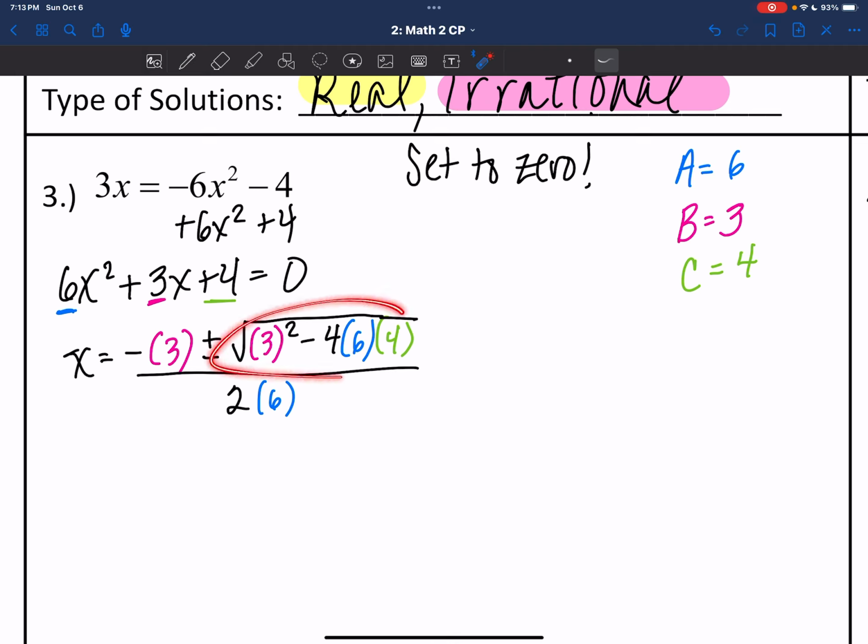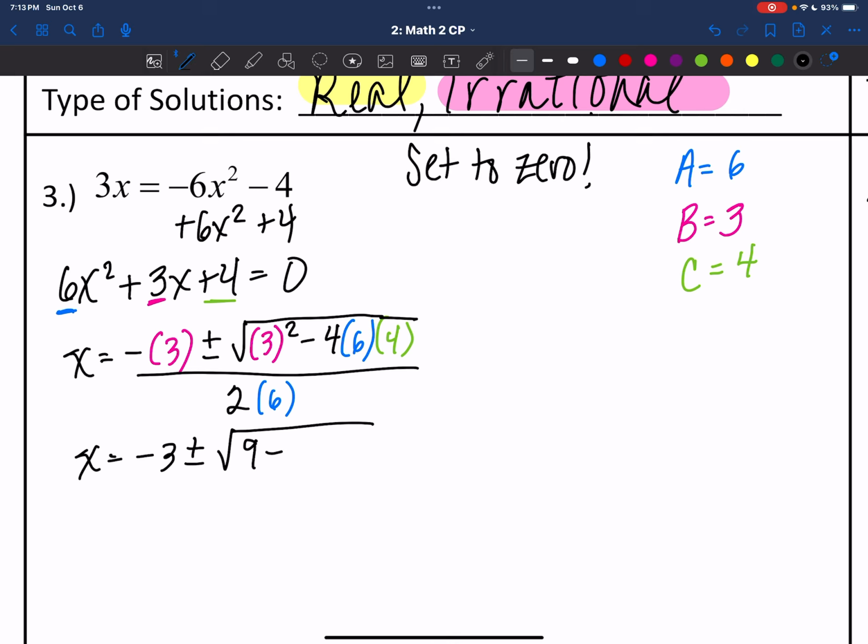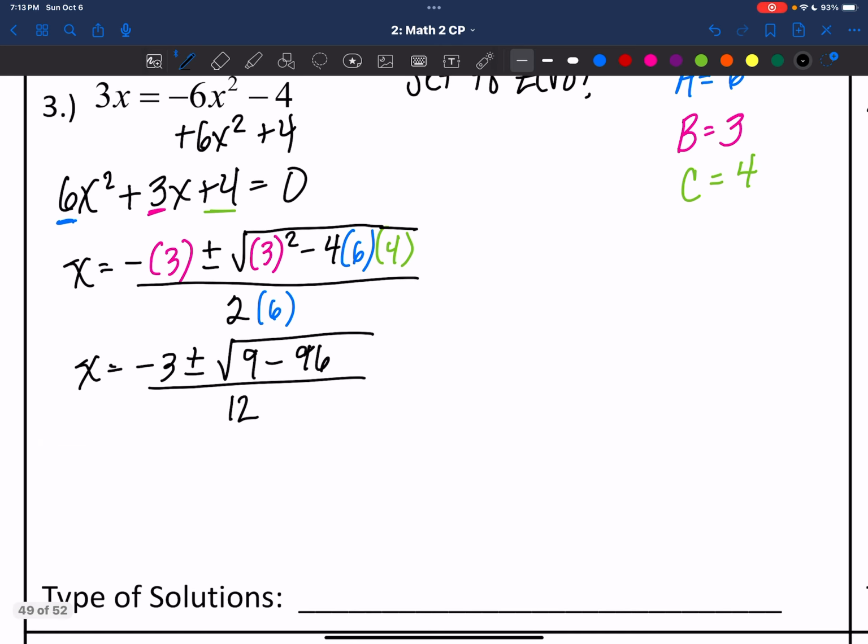Remember, you need to start with whatever's in the radical first. So x equals negative 3 plus or minus the square root of 9 minus, and you get 96. And that's all over 12. Then let's simplify. You get negative 3 plus or minus square root of negative 87 all over 12. Right now I see that negative, so I know I'm going to have to factor out a negative 1.